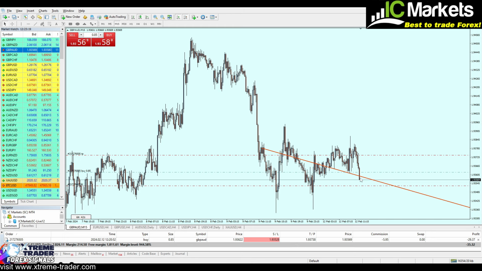And as you can see, the bearish movement right now is stronger. So far, we are losing with the GBPAUD. So far, we are losing. All right.